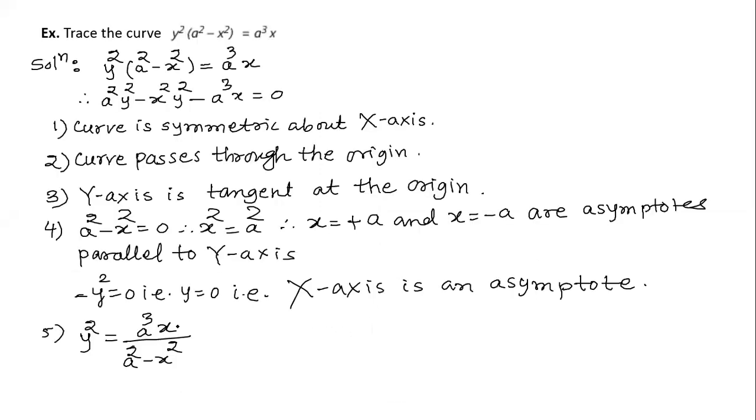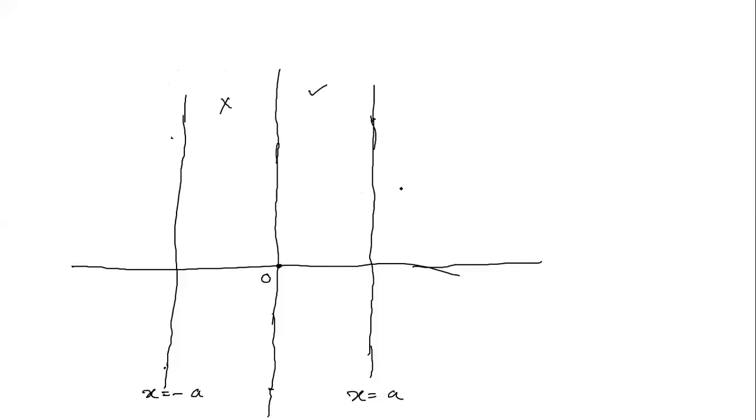The next thing is, does the curve exist to the right of x equal to a? Let us put x equal to 2a or something like that. We realize that if we put x equal to 2a, y square has a positive numerator but a negative denominator. So the curve does not exist to the right of x equal to a.